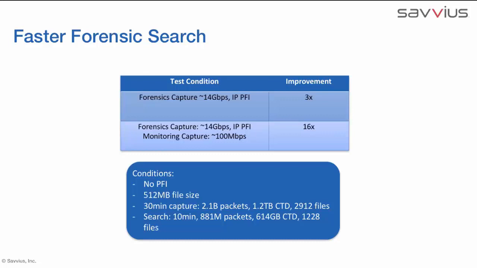We were using 512 megabyte file sizes to write the data to disk, and we were doing a 30-minute capture. You can see how many files we had saved, and what we did in our search. We searched over 10 minutes of packets. It was really 881 million packets, or 614 gigabytes worth of traffic. So you can see the search we did was a very, very large search for those packets.